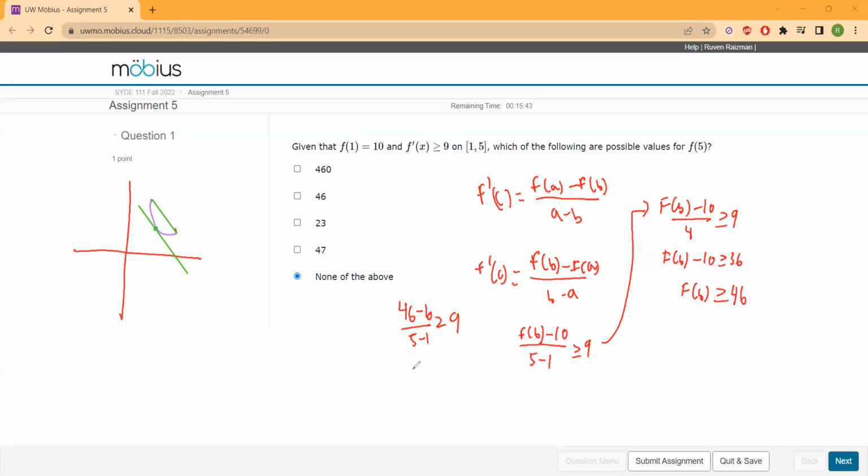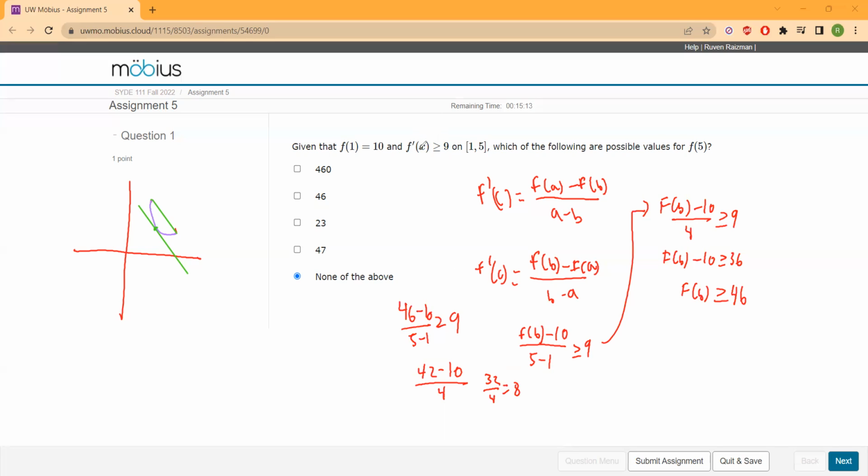But if we put anything smaller than 46, for instance, let's put 42. So if we have 42 minus, not 6, that's 10. 42 minus 10 over 4. We're going to get, what is it? It's 32. So it's 32 over 4, and that's going to equal 8, and 8 is smaller than 9.